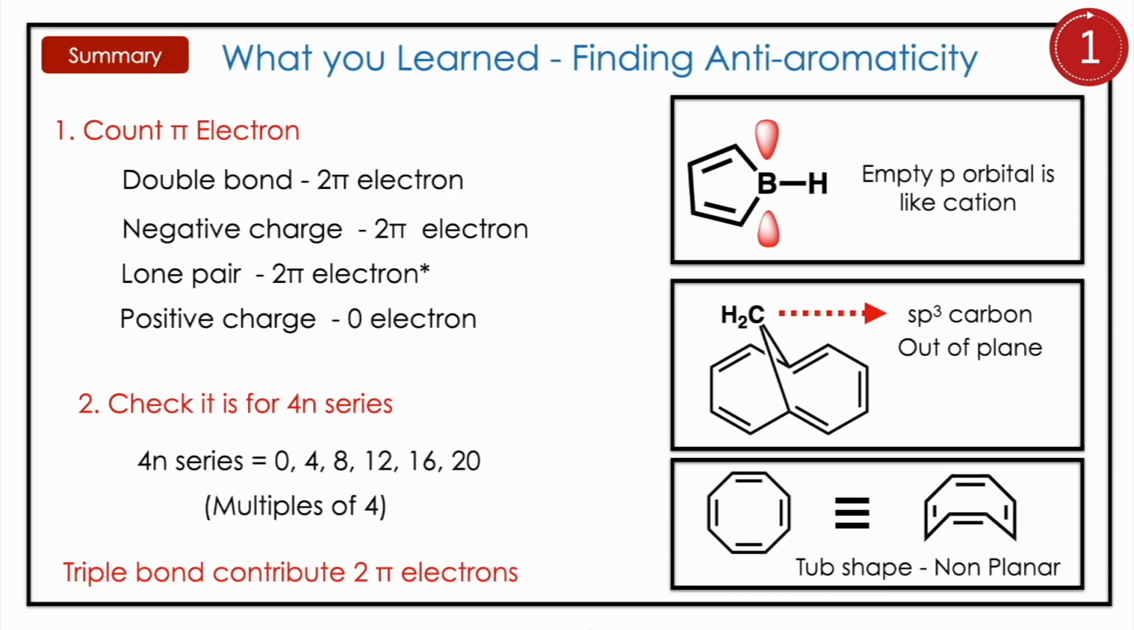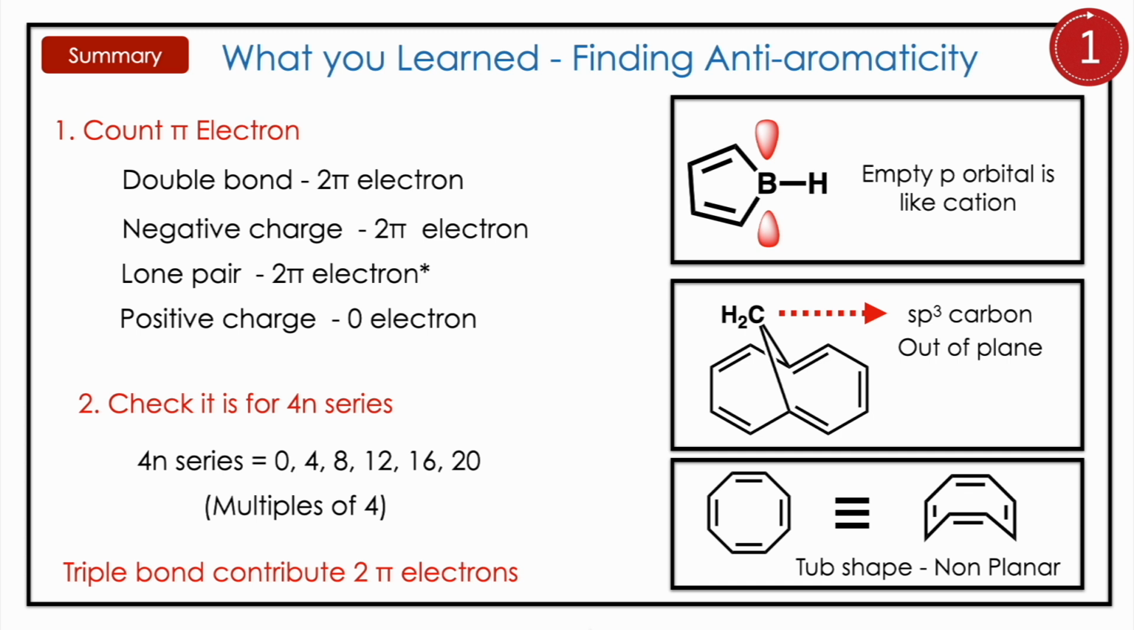So what you learn from here is you should start by counting the pi electrons. A double bond means 2 pi electrons. A negative charge means 2 pi electrons. A lone pair also means 2 pi electrons, but you should know whether the lone pair participates in conjugation or not. And a positive charge means 0 pi electrons. Then check whether it is a 4n series or not, simply the multiples of 4.